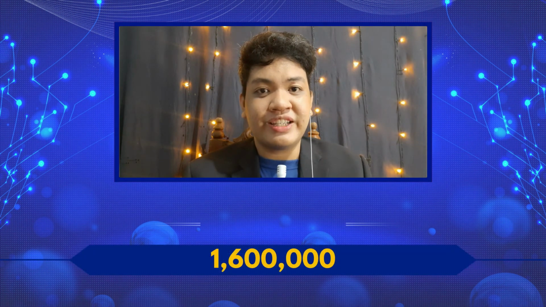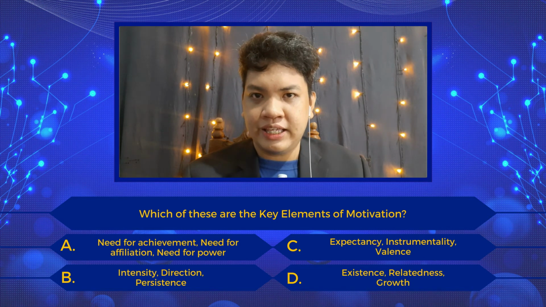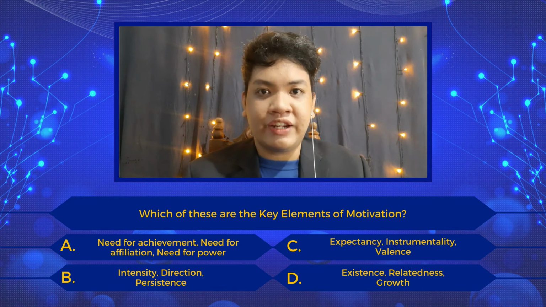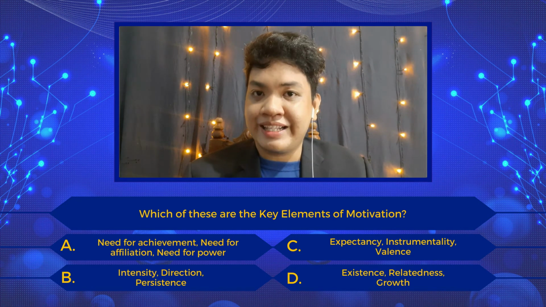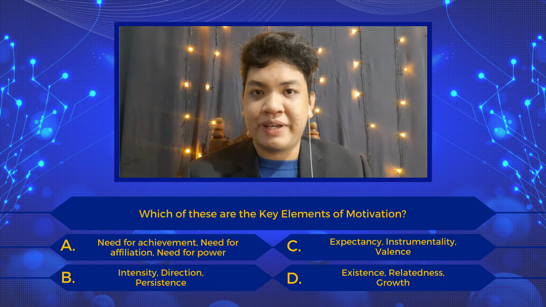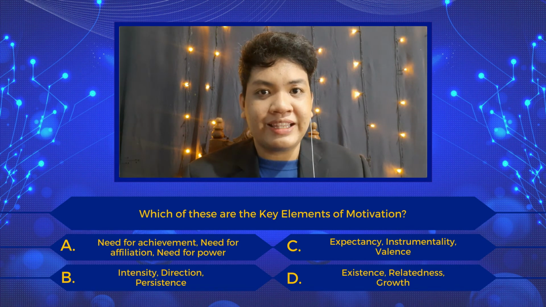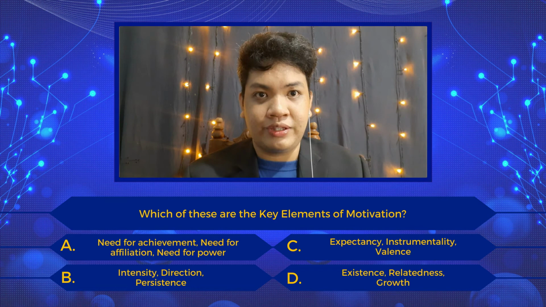Because you choose to continue for 1,600,000 pesos, here is the next question. Which of these are the key elements of motivation? A. Need for achievement, need for affiliation, need for power. B. Intensity, direction, persistence. C. Expectancy, instrumentality, valence. Or D. Existence, relatedness, or growth.